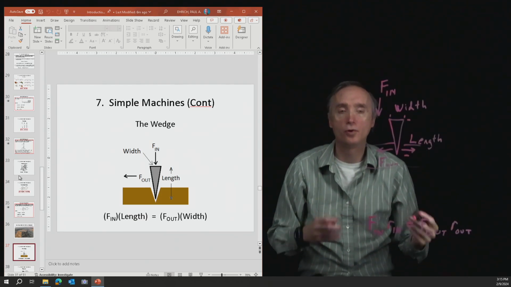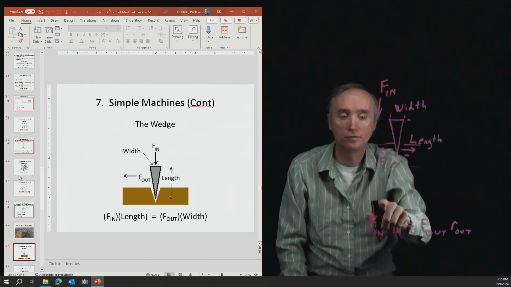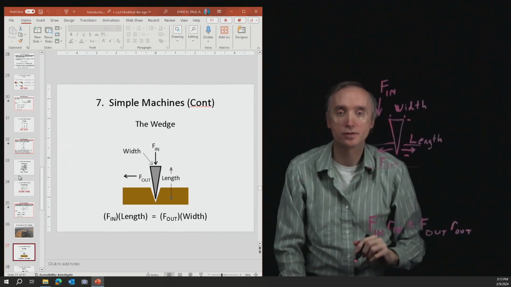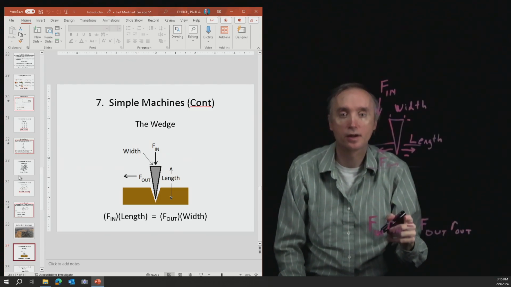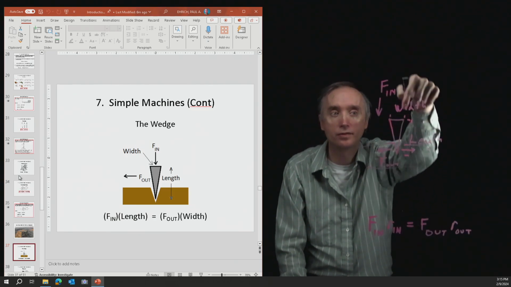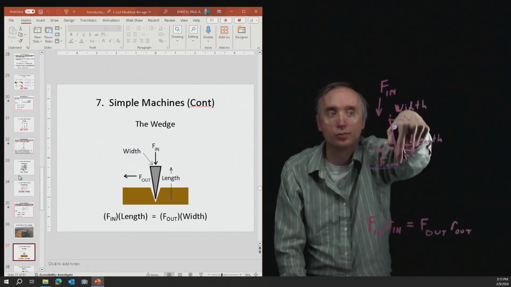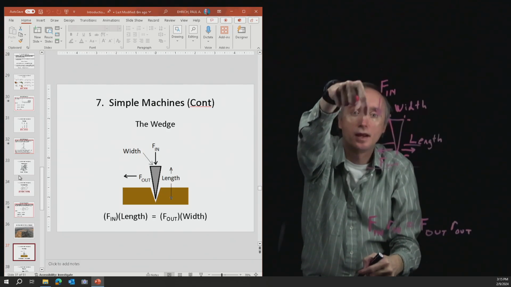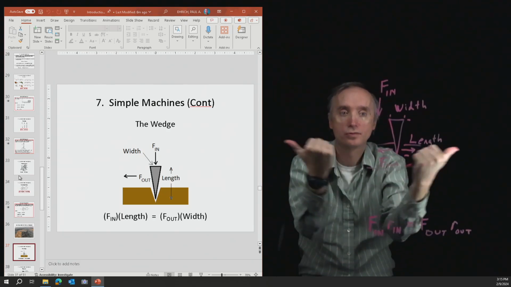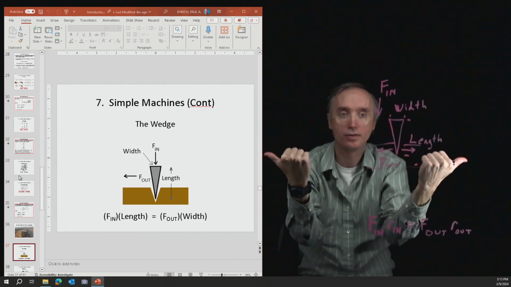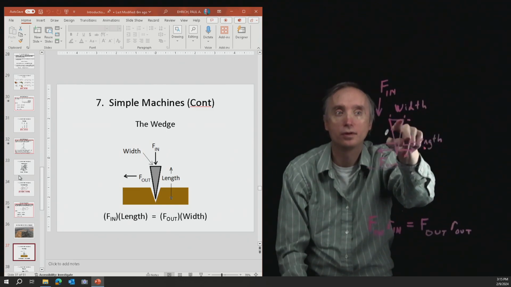So the formula that we're going to use is that the force going in times the distance going in is going to be equal to the force going out times the distance going out. So in this particular case, the force going in multiplied by the length, notice the length goes this way and it matches up with the force that's going this way, and that's going to equal the force out like this multiplied by the distance going out like this, which is going to be the width of the top of it.